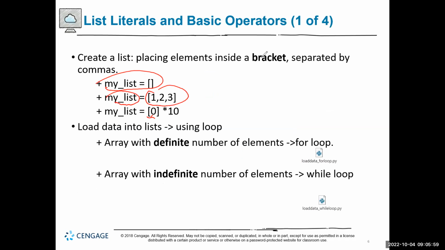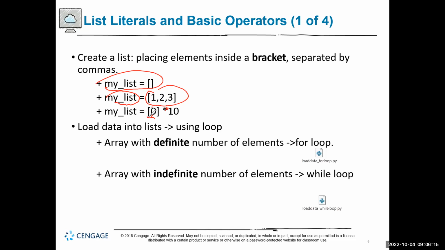Or in Python, it's very useful here. Think about if you want to create a list with 10 elements and you want to assign all of them 0, you can use 0 times 10. So in that case, you can create a list with 10 elements and all of them have the value of 0 here.